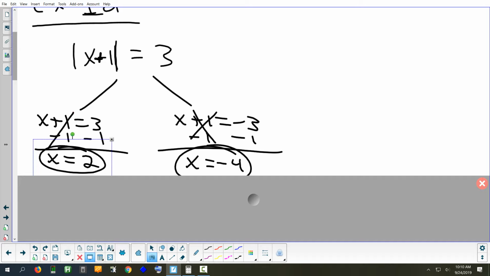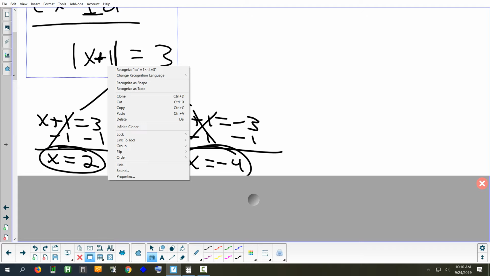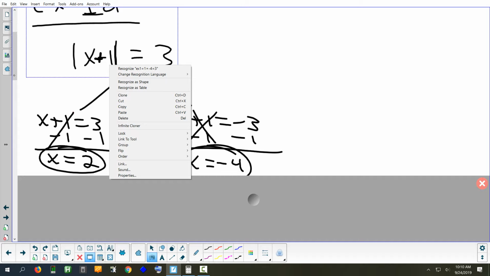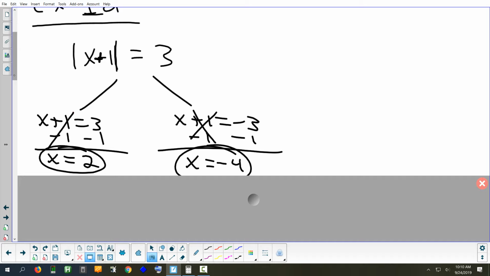Let's make sure they work. If you plug in 2 for x, what's 2 plus 1? 3. And what's the absolute value of 3? 3, because it's not negative. Now, let's try -4. What's -4 plus 1? Do what's inside first. Negative 3. And now what's the absolute value of -3? 3. So that answer also works.